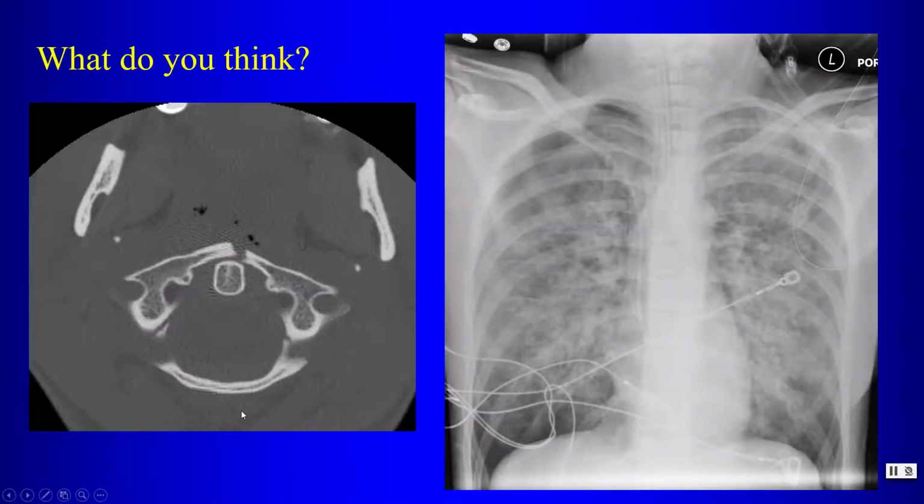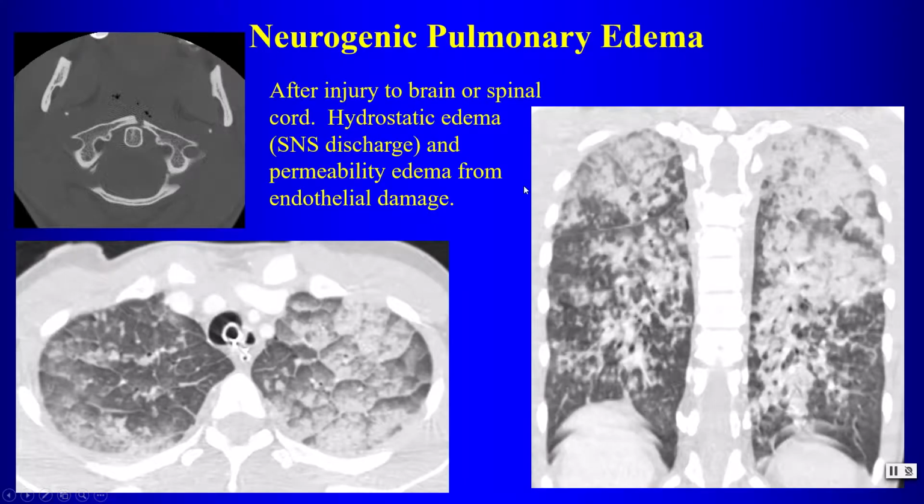So here is a patient who has a fracture here of the ring of C1 and comes in with these bilateral consolidations, which again represents non-cardiogenic pulmonary edema. In this case, this is neurogenic pulmonary edema. So acute injury to the brain or spinal cord can result in a hydrostatic edema as a result of sympathetic nervous system discharge and permeability edema from endothelial damage.